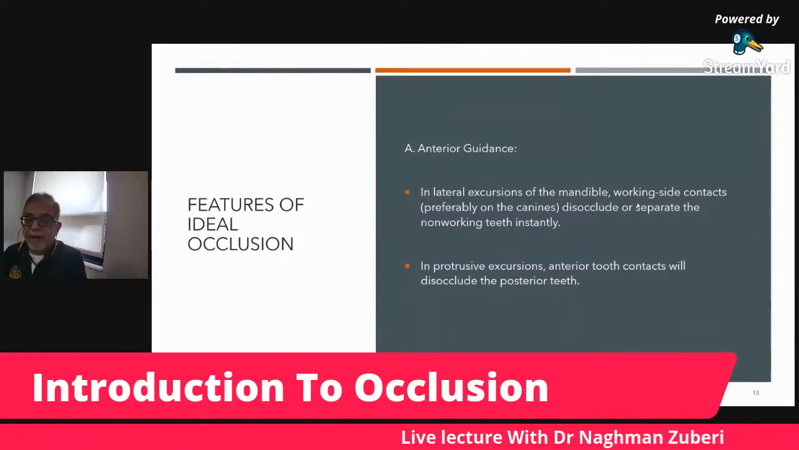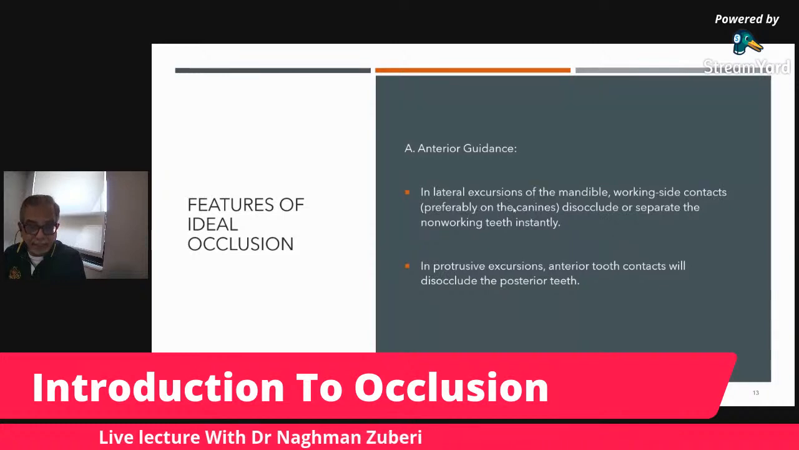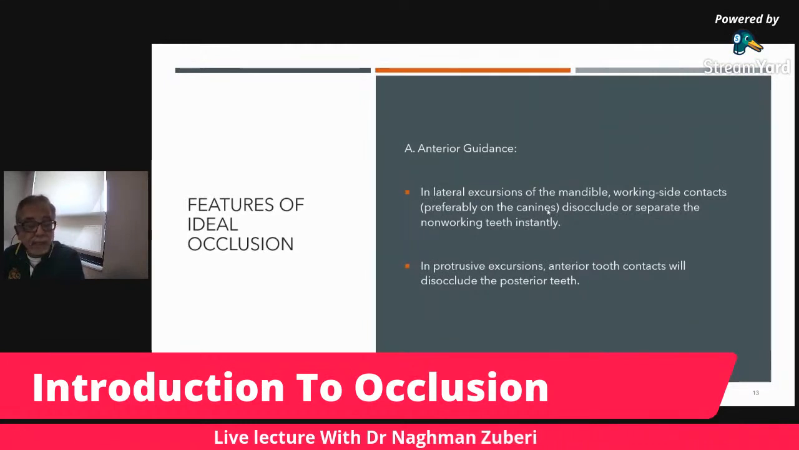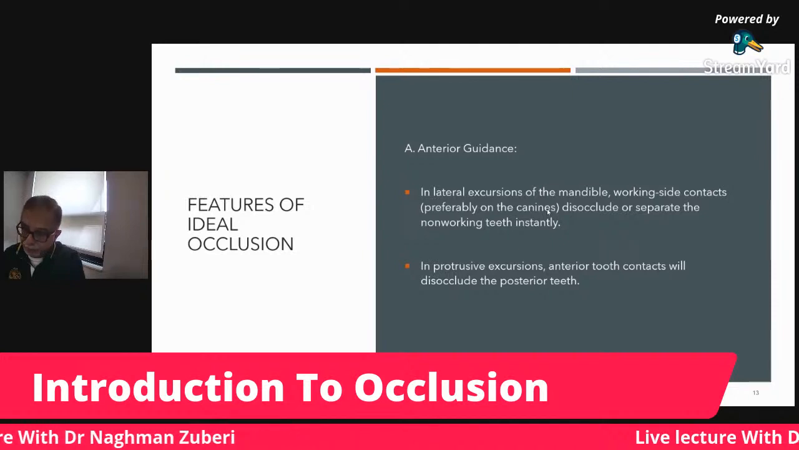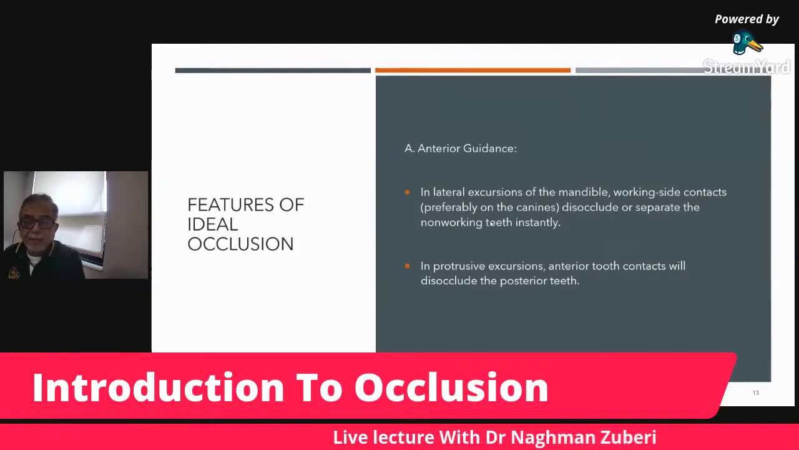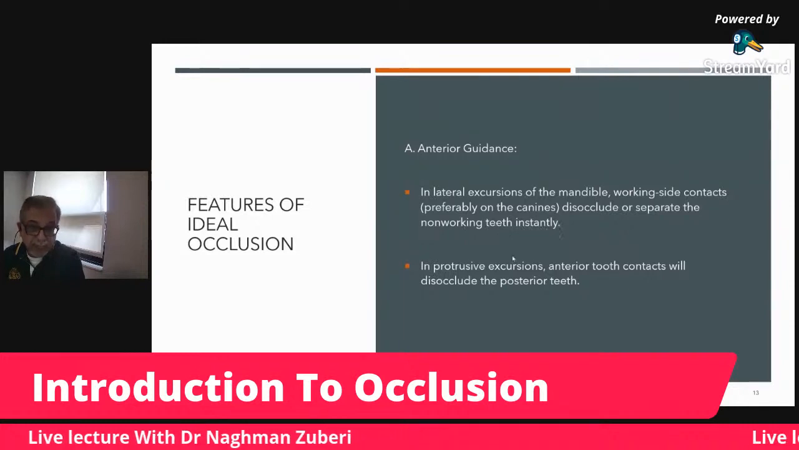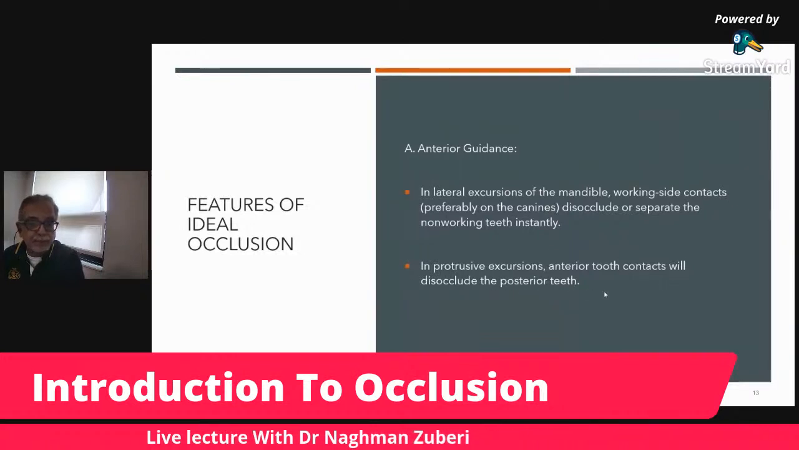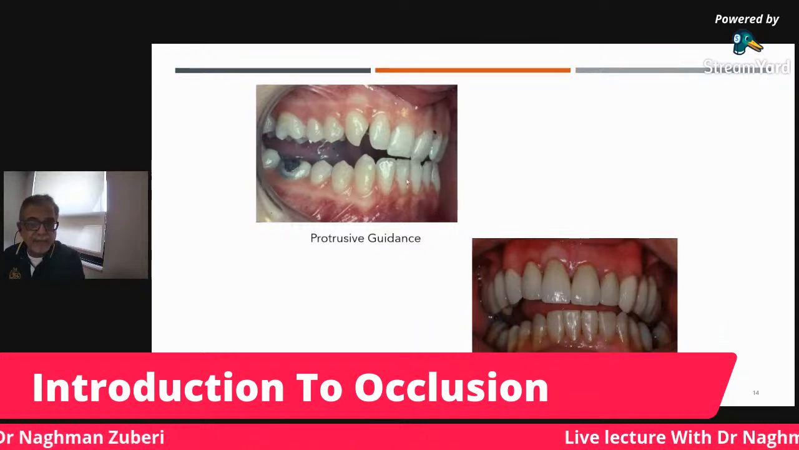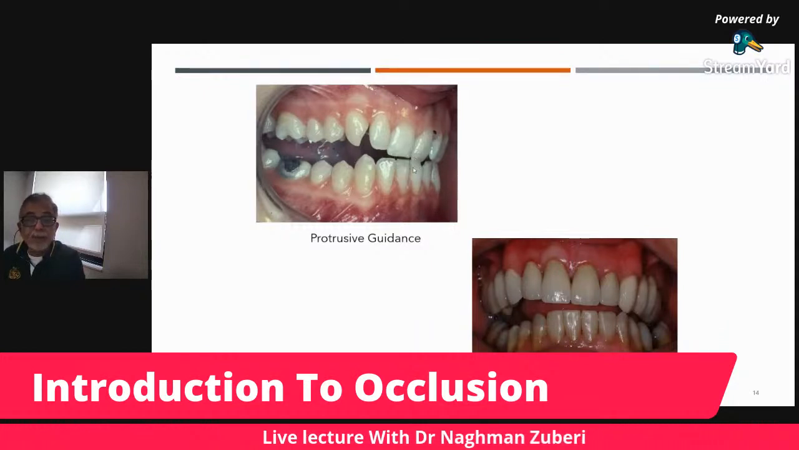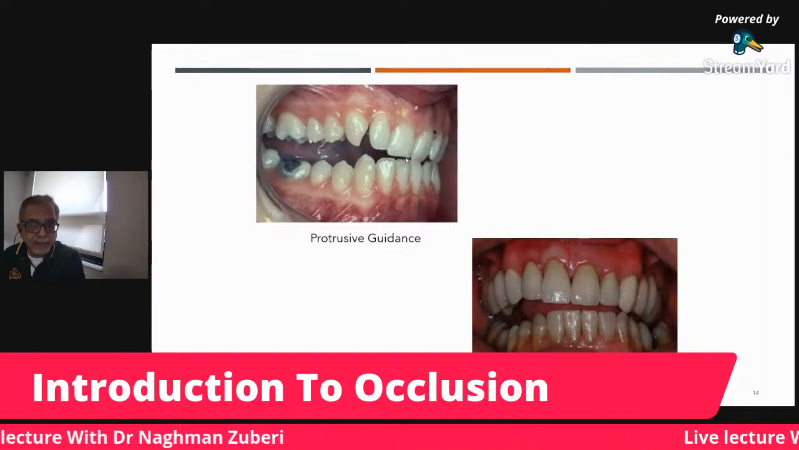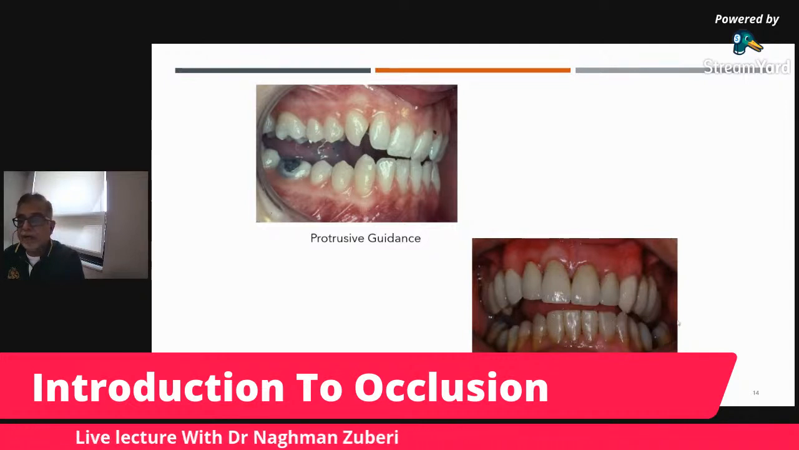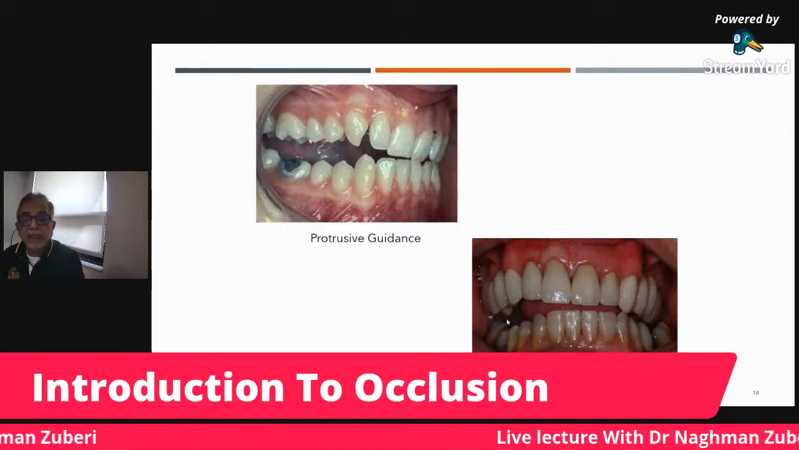Anterior guidance. In lateral excursions of the mandible, working side contacts, preferably on the canine. Still, we prefer canine guidance, but group function will also work. Disocclude or separate the non-working teeth instantly. In protrusive excursions, anterior teeth contact and disocclude the posterior teeth. Like this, when we bring the person into a protrusive guidance or incisor to incisor relationship, posterior teeth should be disoccluded. And in canine guidance, the rest of the dentition should be disoccluded.